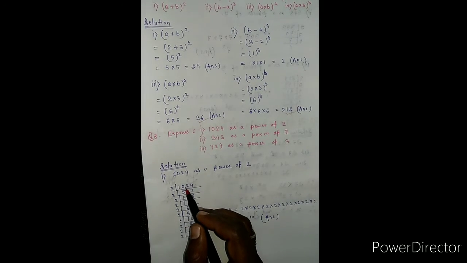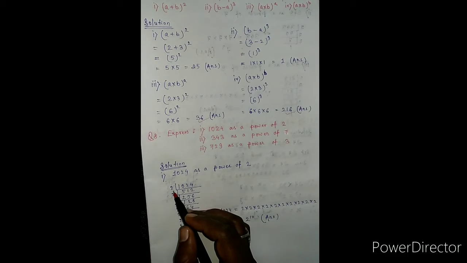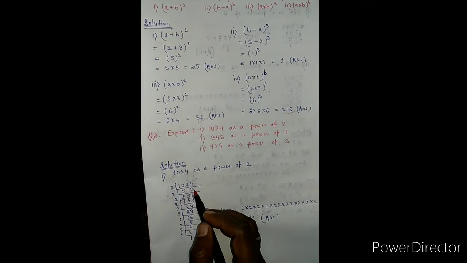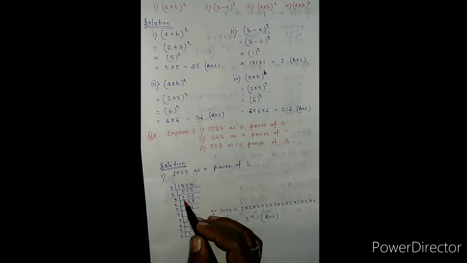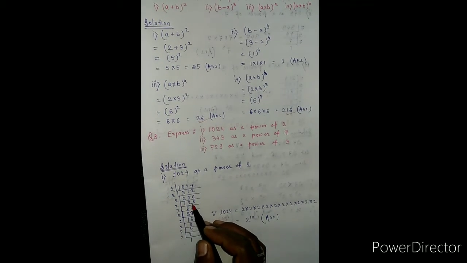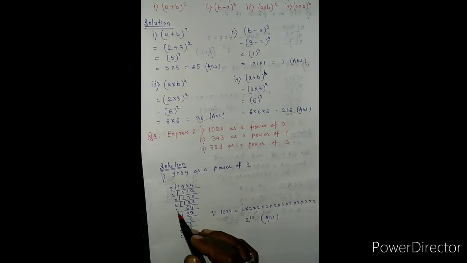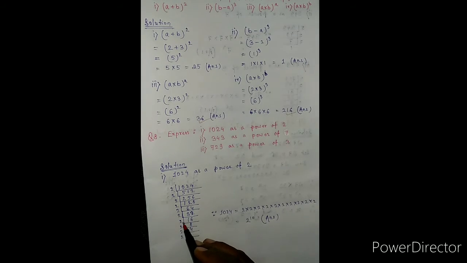We get 1024 divided by 2 we get 512. 512 divided by 2 we get 256. Again 256 divided by 2 we get 128. 128 divided by 2 we get 64. 64 divided by 2 we get 32. 32 divided by 2 we get 16. 16 divided by 2 we get 8. 8 divided by 2 we get 4. 4 divided by 2 we get 2. 2 divided by 2 we get 1.